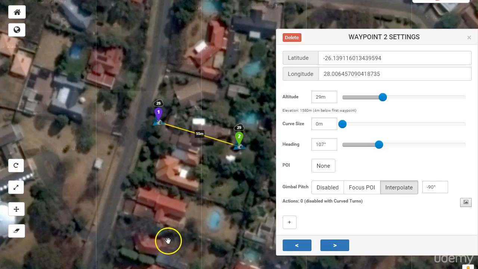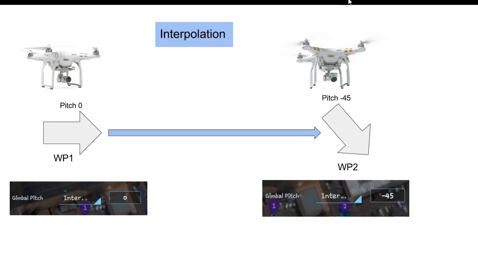I'm now going to switch over to a cross-sectional diagram helping us illustrate the point of interpolate a little bit better. Okay, so on this diagram we have two waypoints. First waypoint, the gimbal pitch angle using interpolate is 0. The second one minus 45, and here we can see the Phantom in the air. So at waypoint 1 it's going to be looking dead ahead with a 0 degree, and then as it flies to waypoint 2 the gimbal will slowly pitch down until when it gets to waypoint 2 it's looking down.